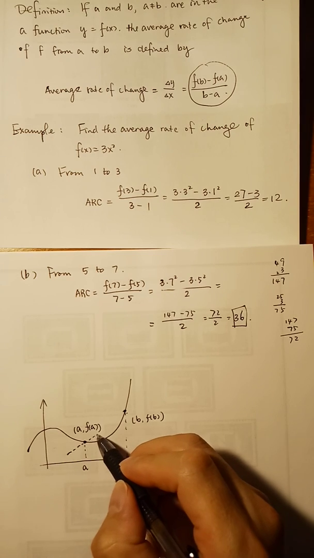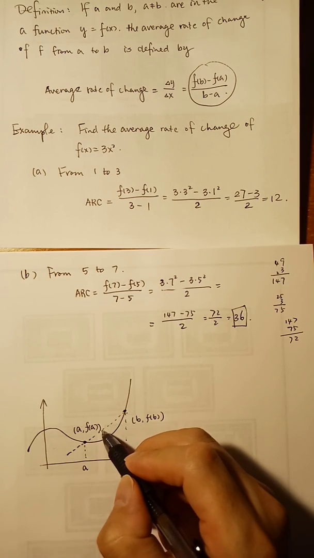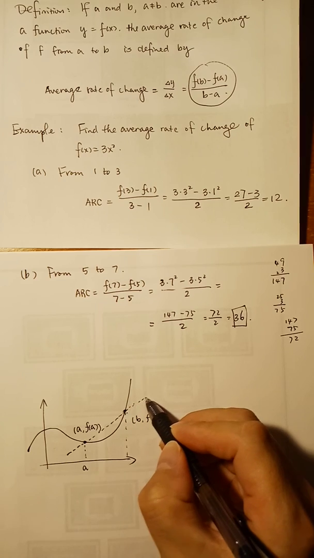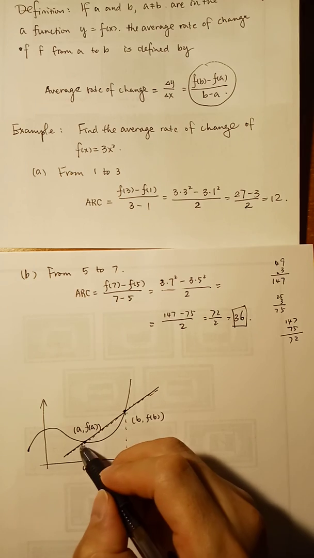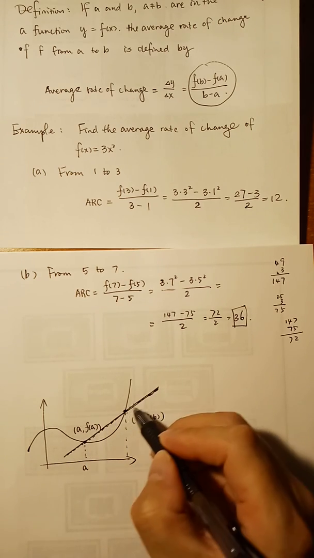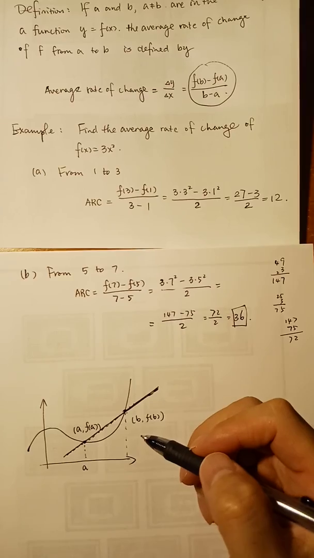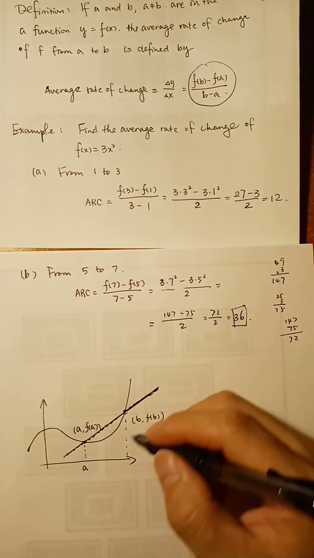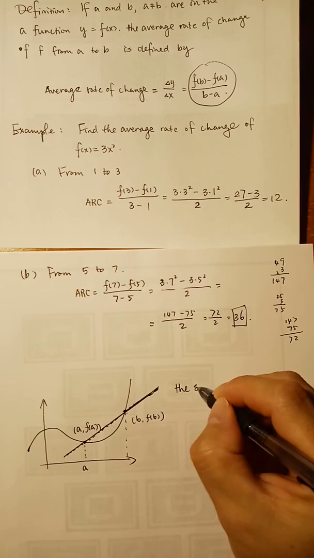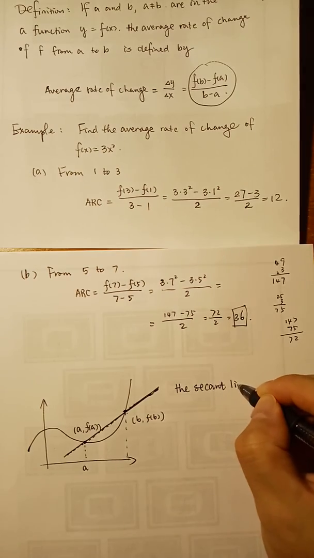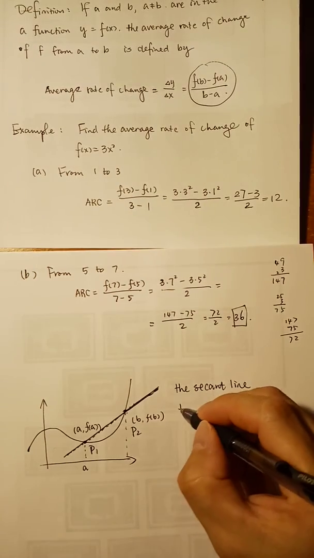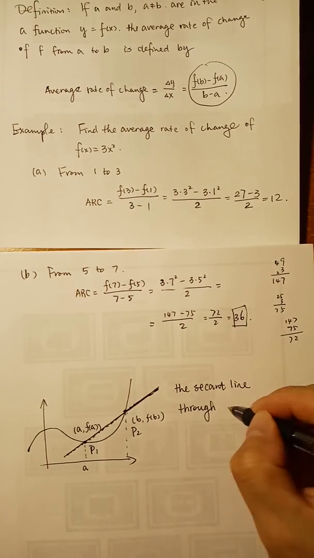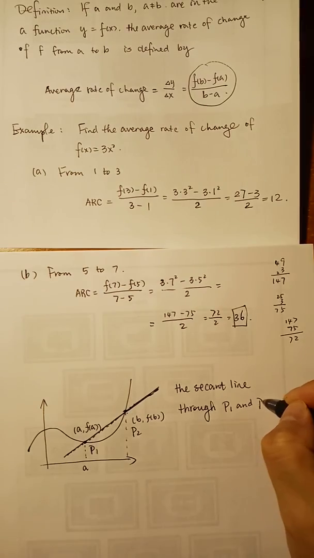Let's assume these two points are different, of course. We know that every two points on the plane uniquely determine a line. So we can have a unique line through these two points. And this line is called the secant line through the given points. Let's give the names: this is P1, this is P2. The secant line through P1 and P2.